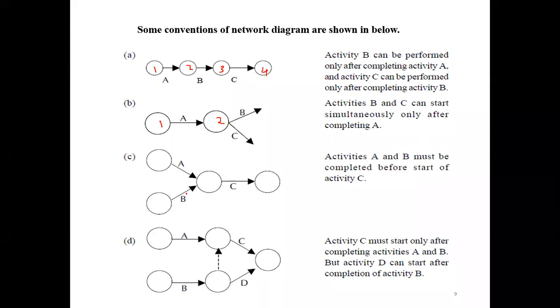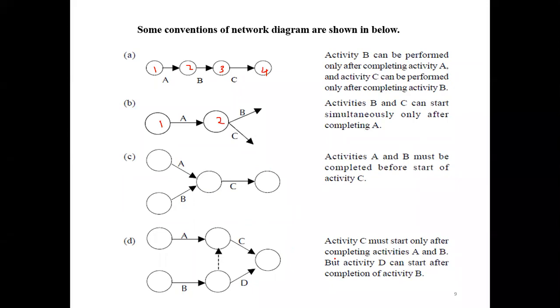You see here, this is a merge event. Two earlier finished events are there, the A and B activities. Once A and B finish simultaneously, then the C activity starts. This means activities A and B must be completed before we start C. So this is the explanation for that.